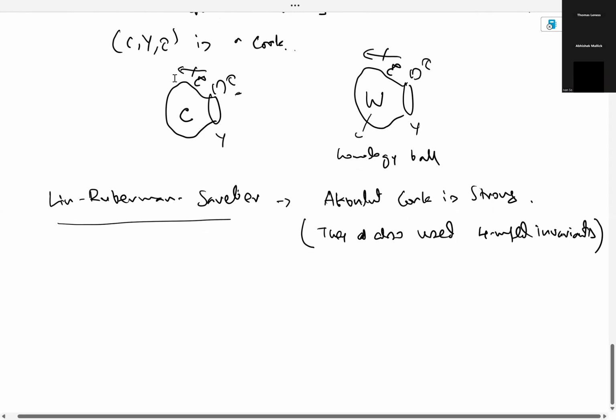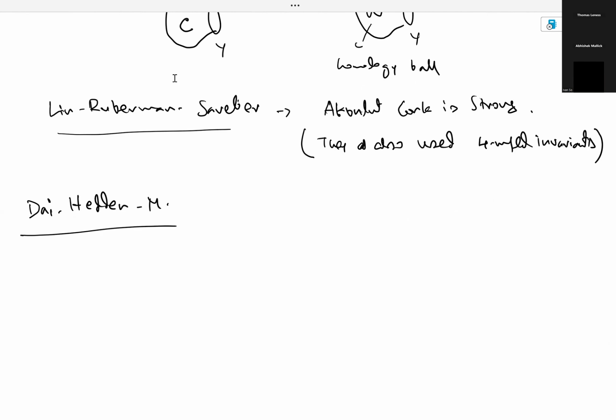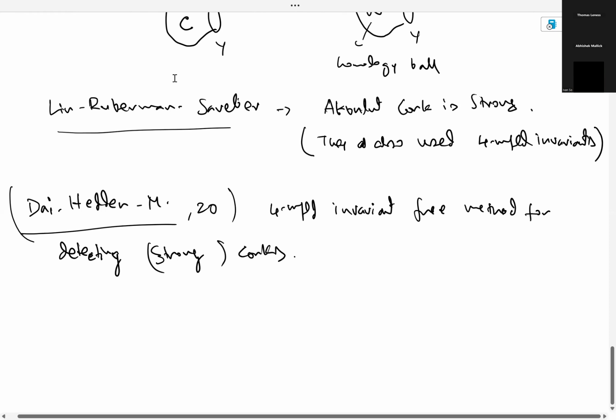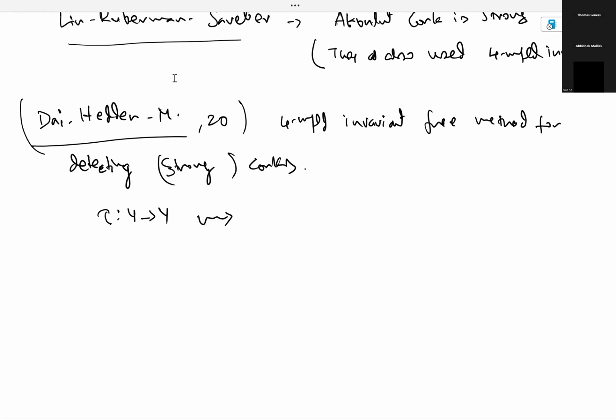Okay, so now let's discuss the second method. This was somewhat of an aside. In 2020, together with Dai and Hayden, we gave a four manifold invariant free method for detecting strong corks. Okay, so very briefly, what went underlying this method was that, given any diffeomorphism on Y, there is an associated action on the Heegaard Floer chain complex of Y.